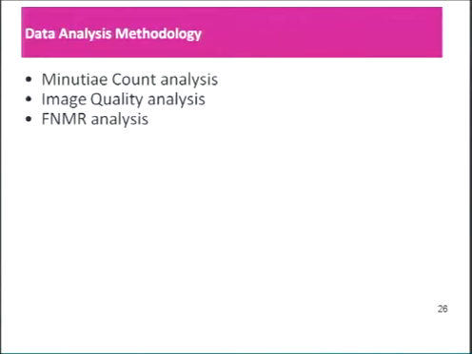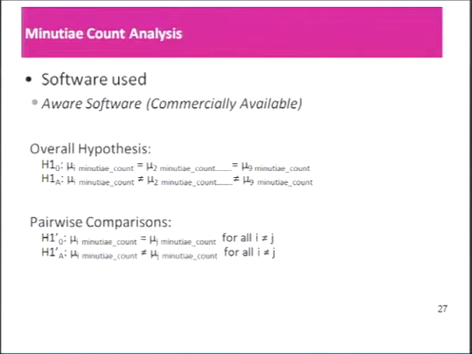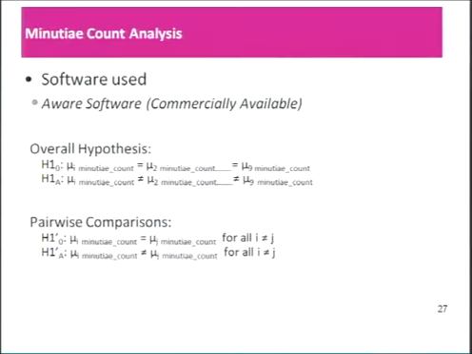So now going into the data analysis methodology, there were three main components. The first one was looking at the minutia count analysis. The second looked at the image quality analysis, and the third was the false non-match rate analysis. So for the minutia count analysis, we used a commercially available software, and the hypothesis that was tested was that minutia count for the data sets collected using these 9 sensors was statistically similar. That was the null hypothesis, and the alternate hypothesis was that the minutia count for the 9 different data sets was not similar.